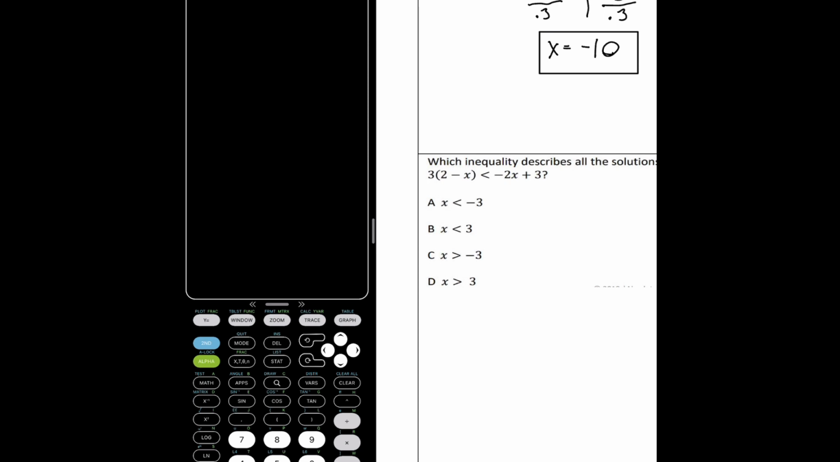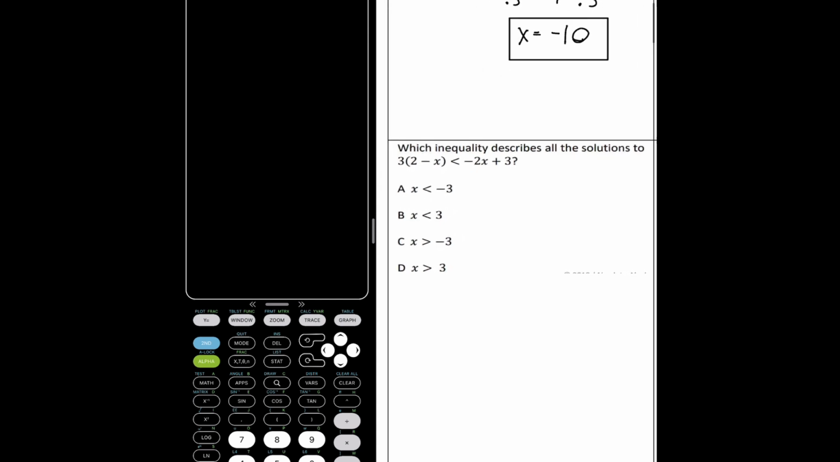Our steps are all going to be the same. We just have to remember one rule, and if that does pop up in this question, we'll make sure we mention it so that you're aware. But to start, like I said, our steps are going to be the same as if this was an equal sign in between our two expressions on the left and right of the inequality. So I'm going to take my 3 and distribute that 3 to both terms inside of the parentheses. Everything else will just drop down. 3 times 2 is 6. 3 times negative x is negative 3x. I have my less than sign, and I have negative 2x plus 3.